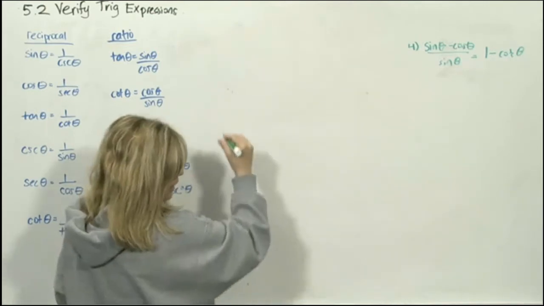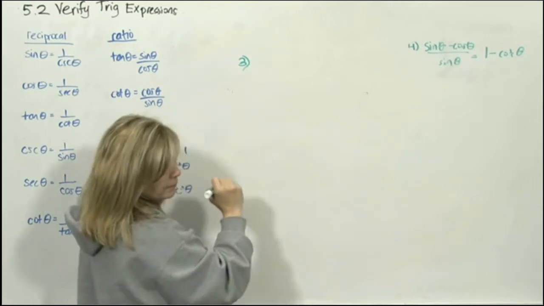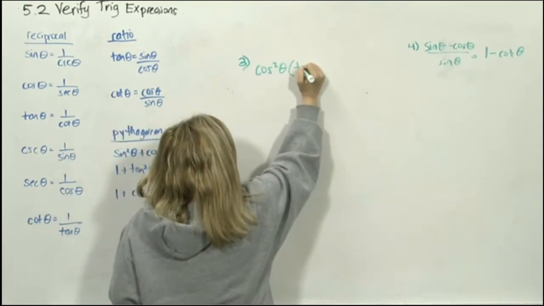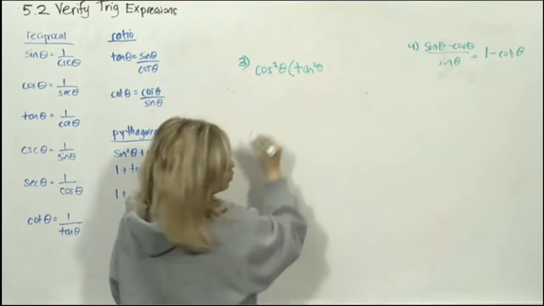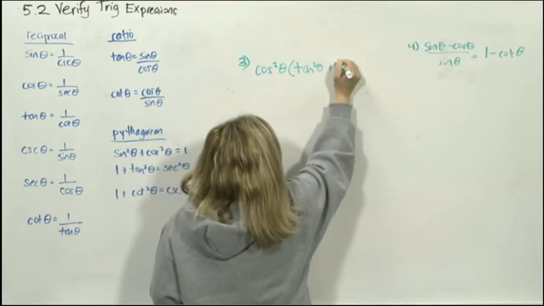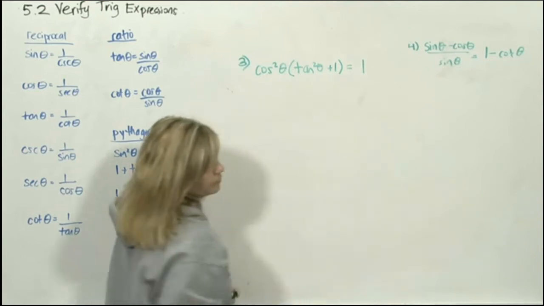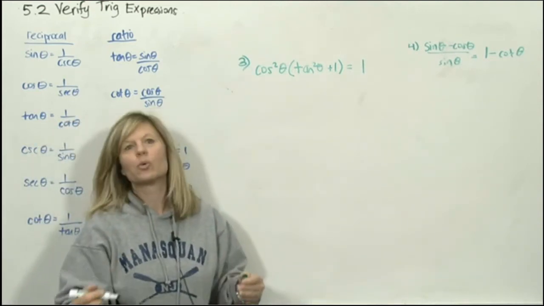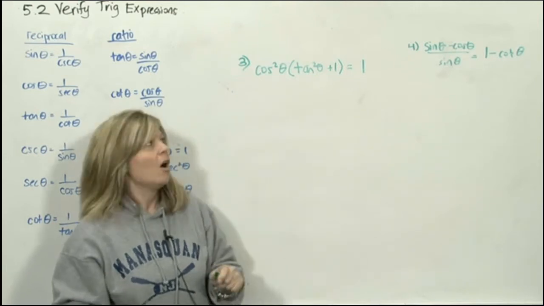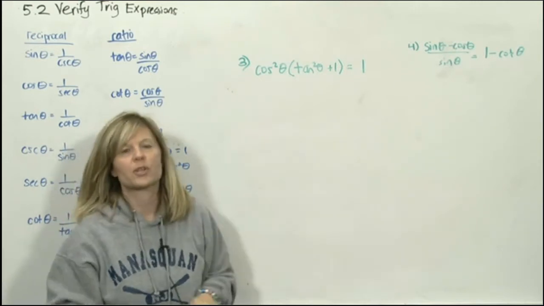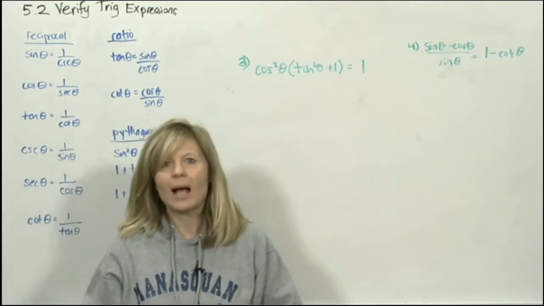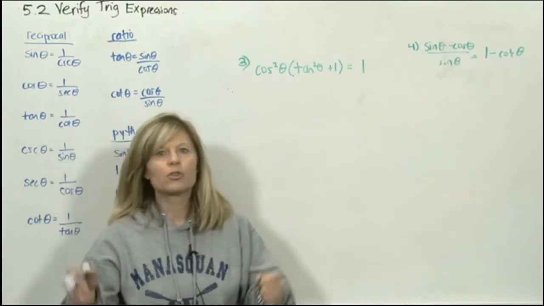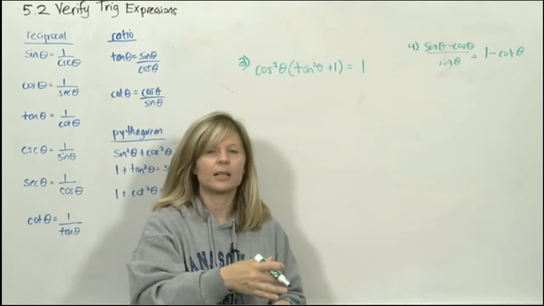And example 3 is verify that cosine squared theta, parentheses, tangent squared theta, plus 1 would equal 1. Okay? Now, there's technically 2 ways to work this expression on the left side. Either way is correct, just one is faster than the other. So if we follow our rules, please excuse my dear Aunt Sally.